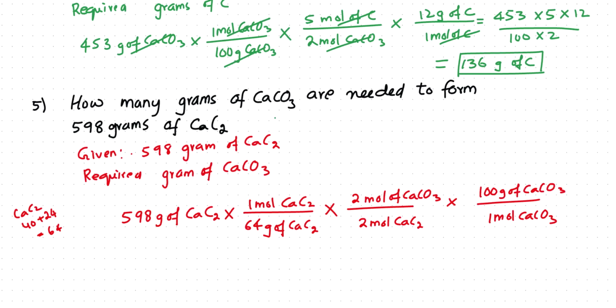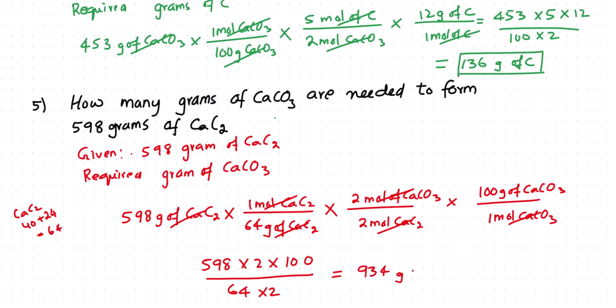So we cancel these units. Grams of calcium carbide cancel here. Moles of calcium carbide cancel here. Moles of calcium carbonate cancels. So now answer we have 598 times 2 times 100 upon 64 times 2. That comes to 934 grams of calcium carbonate are required. So these are the answers.